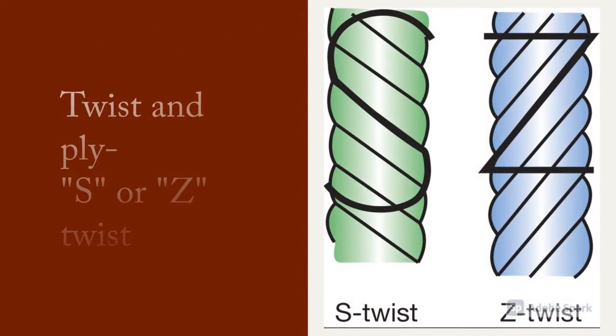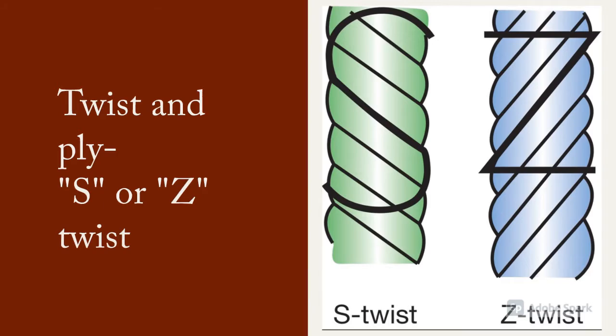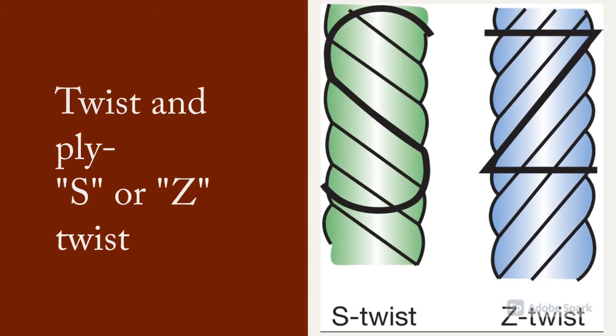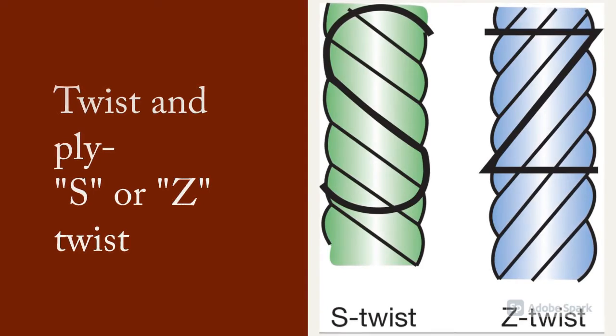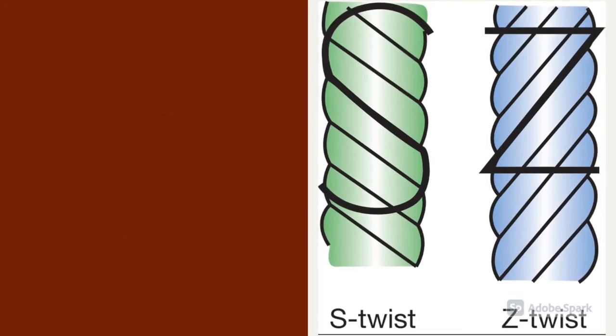So, twist and ply. The direction that a yarn is spun in is called a twist. An S twist is a twist that's been done at a left-hand angle, and a Z twist has been done at a right-hand angle. The tightness of the twist is measured in twists per inch, known as TPI. And yarns that are spun together make a ply, and a thicker yarn will have a different effect.